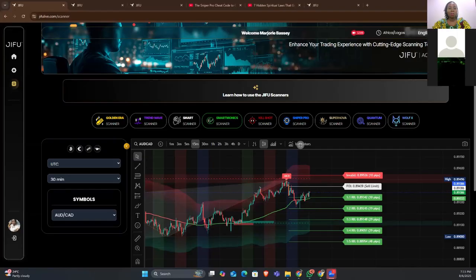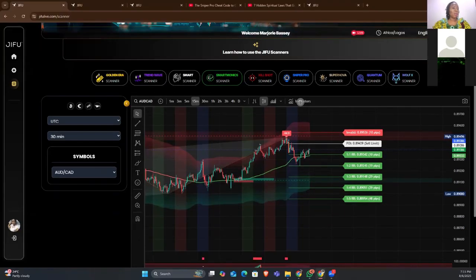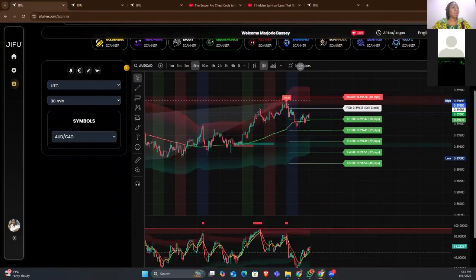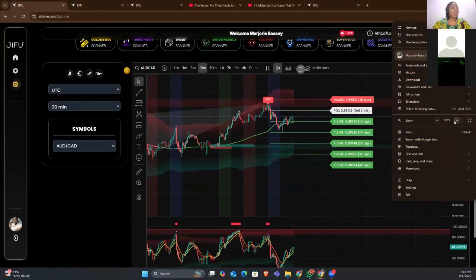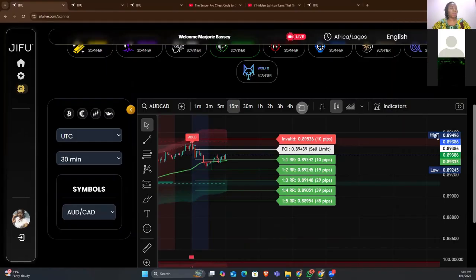Already I have a possible trade idea from the Jifu Smart Monix scanner showing on my screen right now. So we are going to be taking this trade idea from the Jifu scanner.